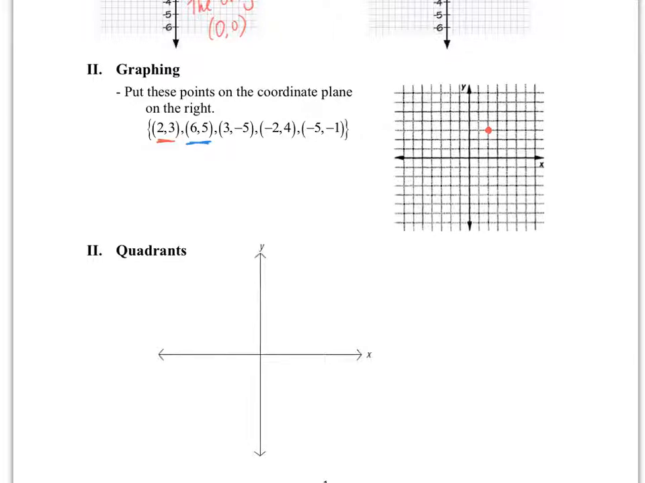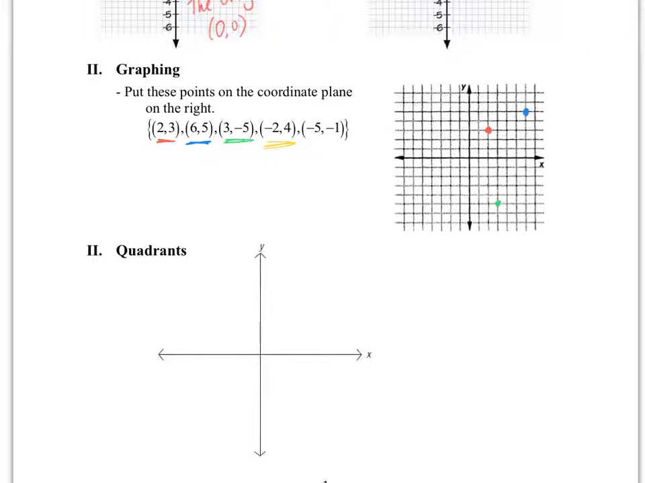For our next one, how far over would we go? To the right. Because it's a positive number, we move right. So 1, 2, 3, 4, 5, 6. And then how far up do we go, Adam? 5. 1, 2, 3, 4, 5. So somewhere right there. What about our next one here? 3, -5. Okay, so which way am I going to go first? To the 3 to the right, and then down. And then down how many? 5. Good.